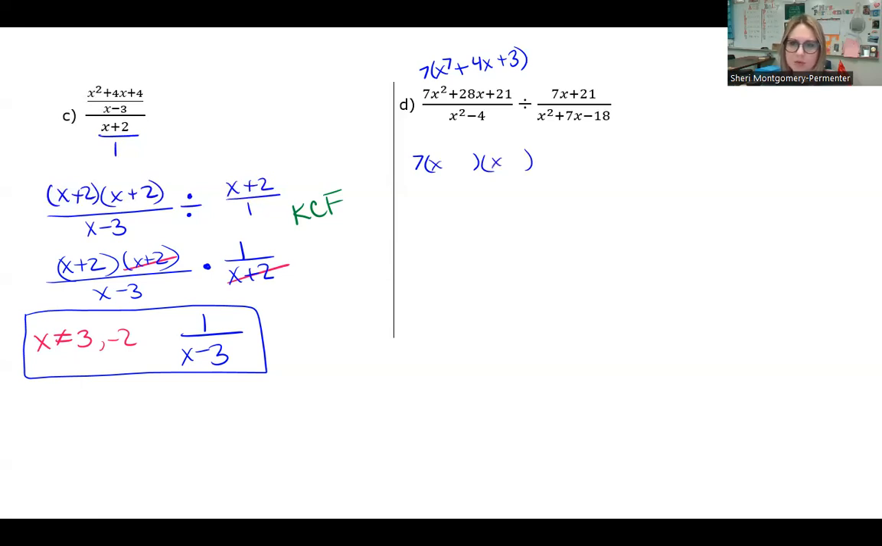Two things that can multiply to give me 3: 1 and 3. The middle term is positive, so the 3 needs to be positive. And I would have to add 1. The denominator is a difference of 2 squares. So I would have an x and an x, plus 2, minus 2. My numerator looks like a GCF. They both divide by 7, so I can divide out a 7 and be left with x plus 3.